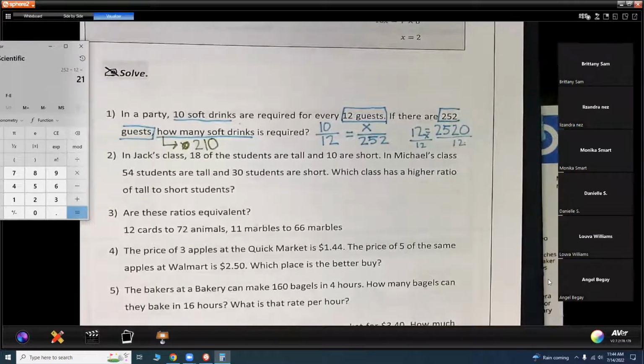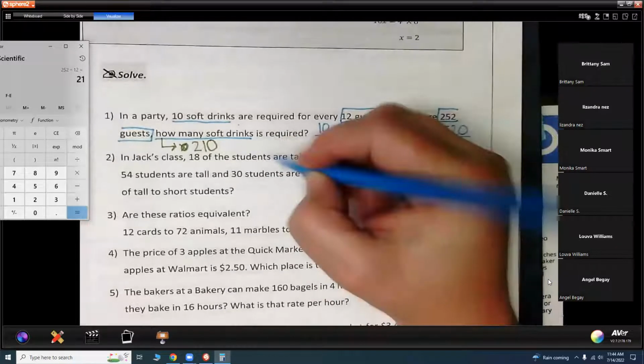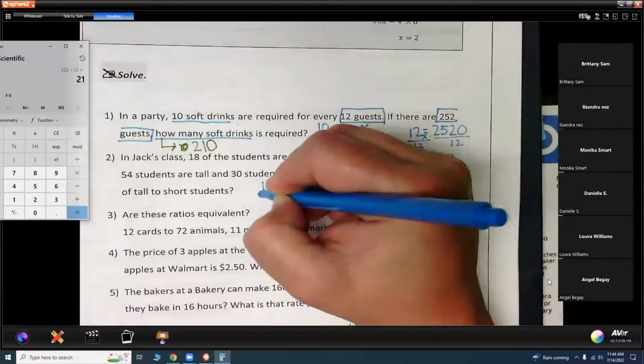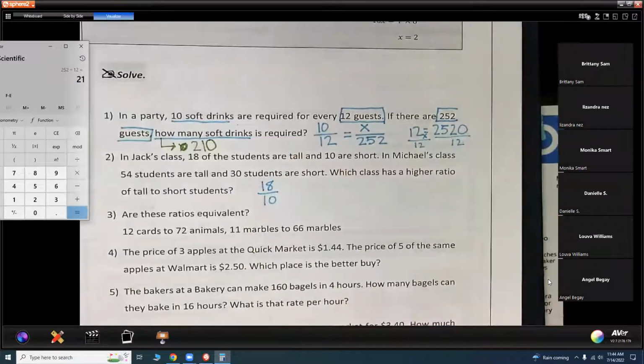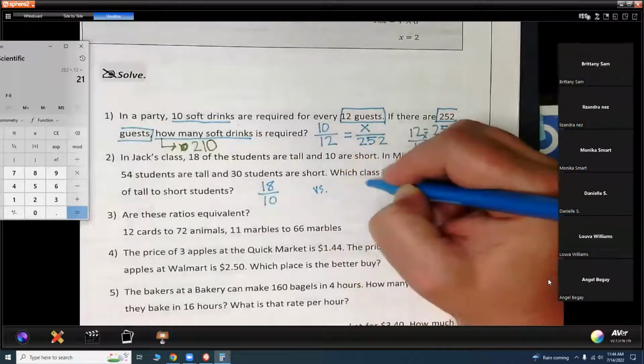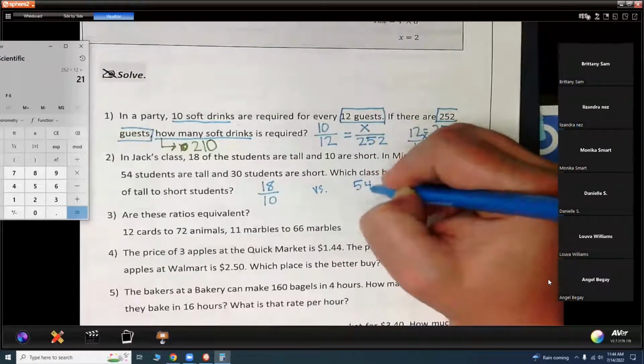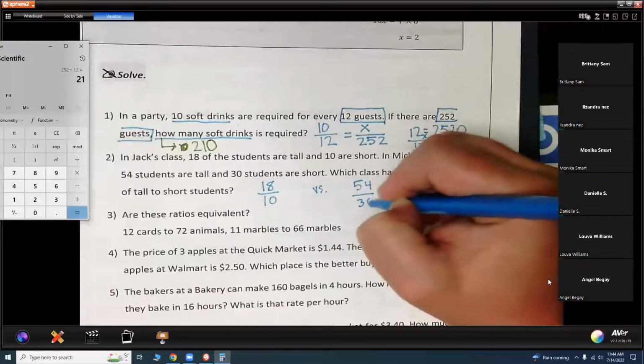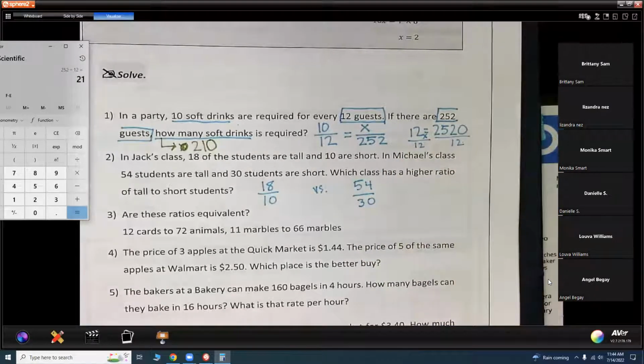Okay, number 2 is a little different. We're comparing two ratios. In Jack's class, 18 of the students are tall and 10 are short. Don't know how they're determining that, but we have 18 tall to 10 short. And in Michael's class, it's 54 tall to 30 short. We just figure out which has the higher ratio. So how do we figure that out?